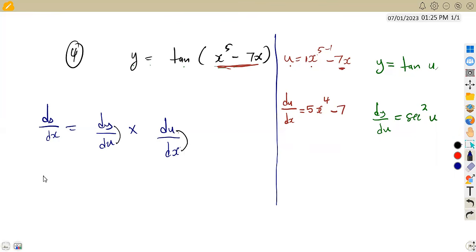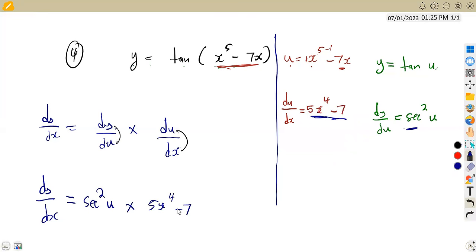So now we can substitute into our formula. The derivative of y with respect to x is equal to dy/du in this case, which from this part gave us sec squared. So we are going to obtain sec squared u times du/dx, which is the derivative of u with respect to x. Here we obtained 5x to the exponent of 4 minus 7. So this is what you're going to have at the end.